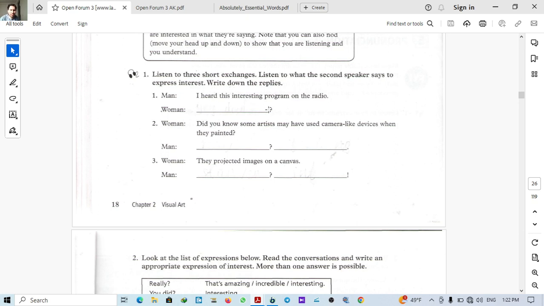So simply you're writing down here. So here, the man is talking. I heard this interesting program on the radio. So see, the woman said, you did? It means you heard it. So this, you did, in fact, doesn't convey any particular meaning. Rather, it shows the interest of the woman, that this woman is quite fond of what the man is talking about or what the man is saying. So these blank spaces should be filled in by those expressions showing the interest of another person listening to the other people.